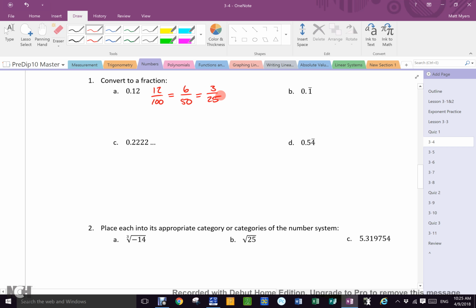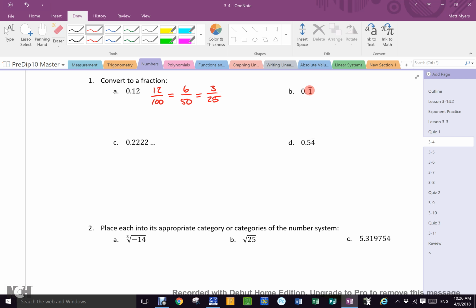Excellent. Can I go the other way and have the answer still be right? Is 24 over 200 still 0.12? Yes. Is 36 over 300 still 0.12? Yes. Is 0.12 over 1 still 0.12? Yes. Everybody cool? All right.